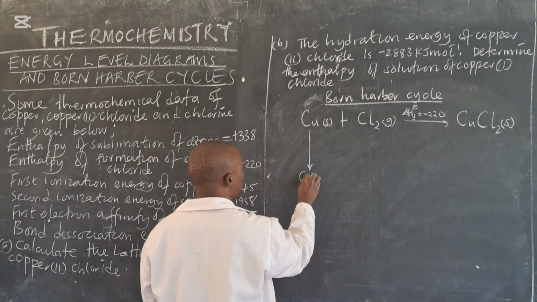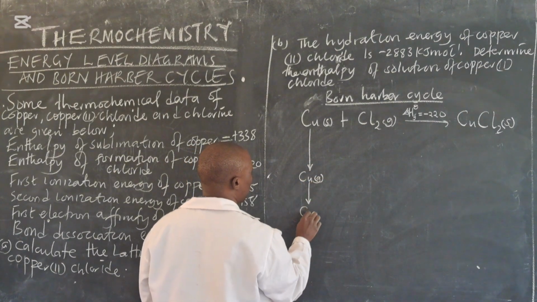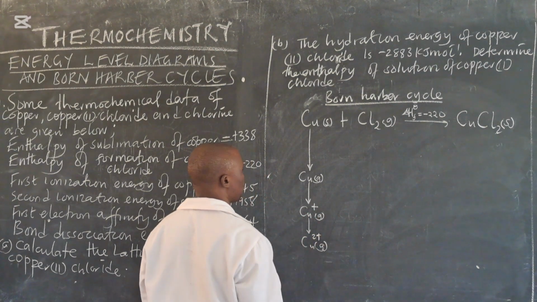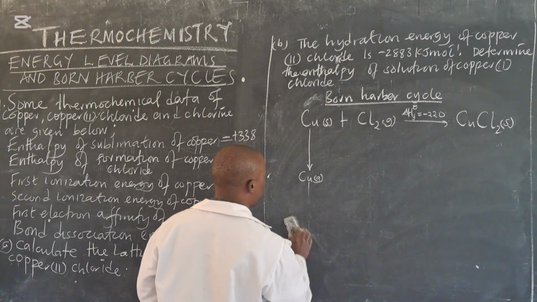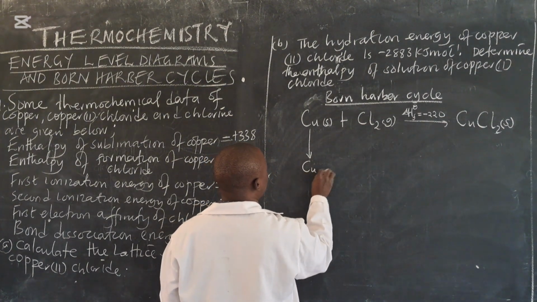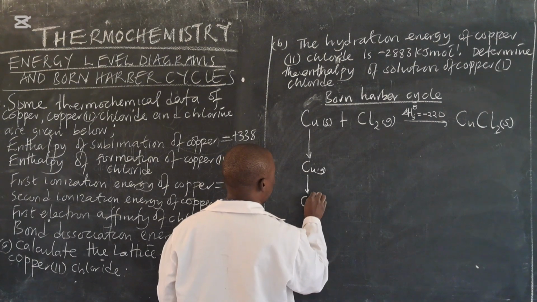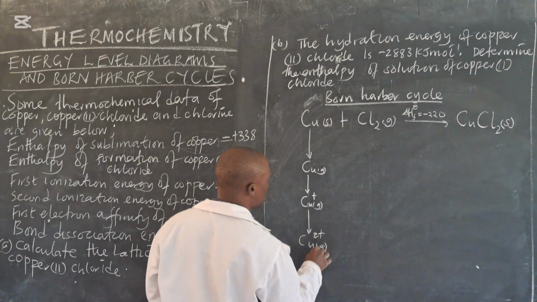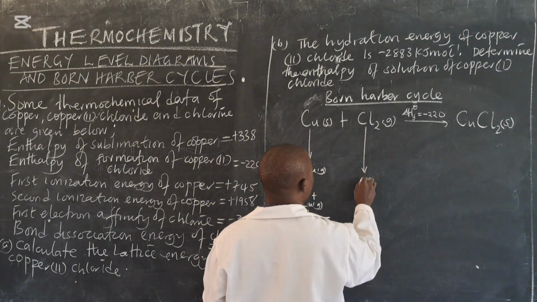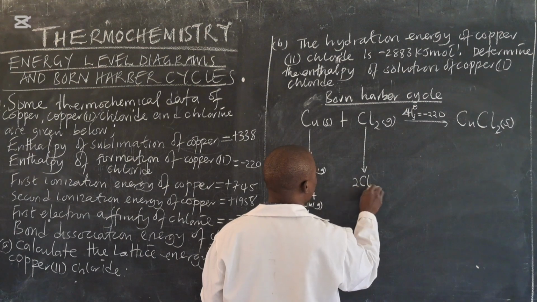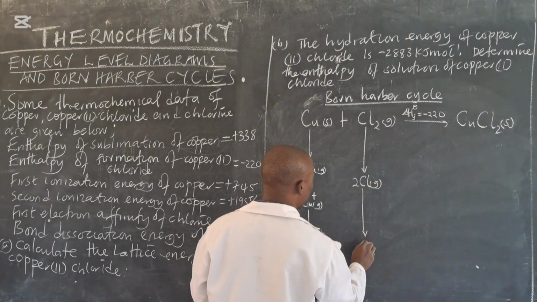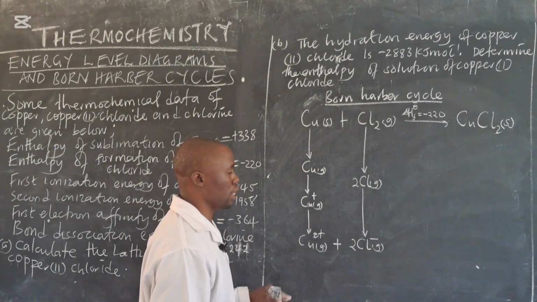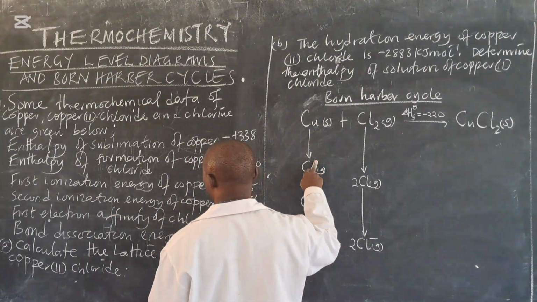So first convert copper to a gas, then first ionization energy, then second ionization energy. Then for chlorine, I first atomize it to form 2 gaseous atoms, then give it a charge, then put an electron addition here.